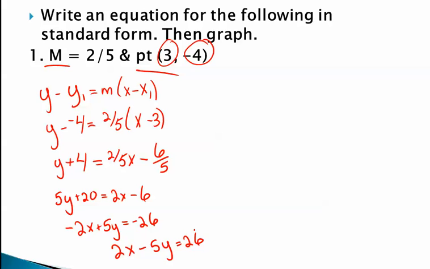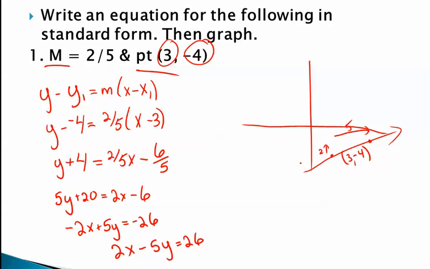Now, graphing given a point and a slope is quite easy. What you just need to do, again, this is a rough sketch, you might want actual graph paper, you're going to plot the point (3, -4). And then use the slope to go up 2, and then to the right 5, to be about here. And then you just need to connect the 2 points.